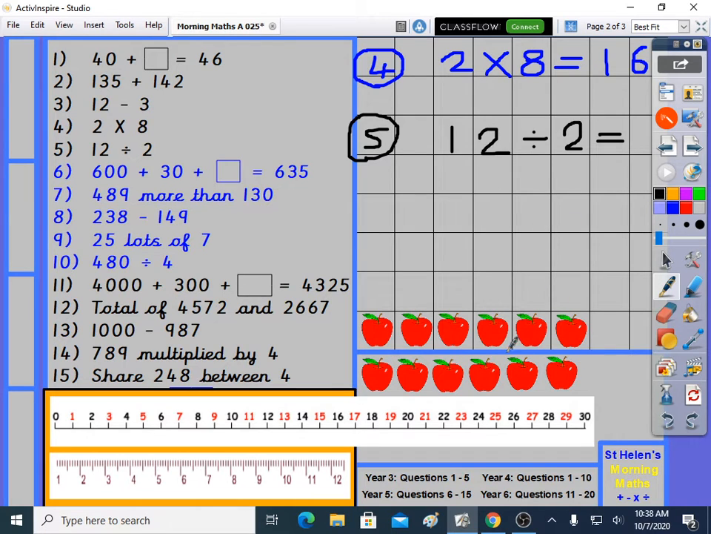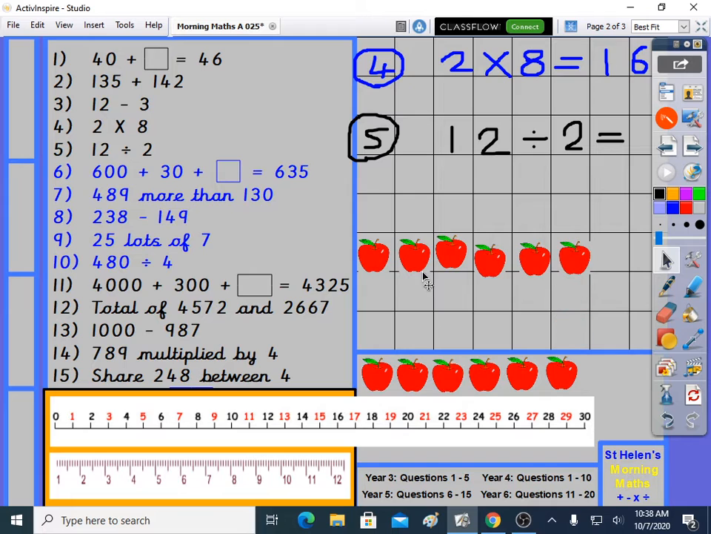This question's kind of already done. They've kind of already been split into 2 groups with the same number in each group. Because when we divide by 2, we're splitting things into 2 groups. One group of 6, another group of 6, because the answer is 6. 12 divided by 2 equals 6. And they were already in groups of 6 this time. That's year 3 done. We can move to year 4 level questions.